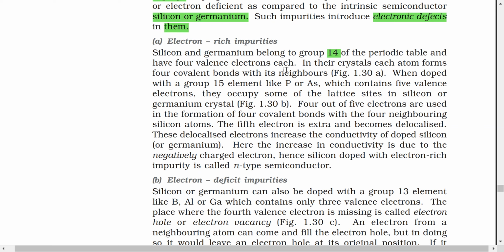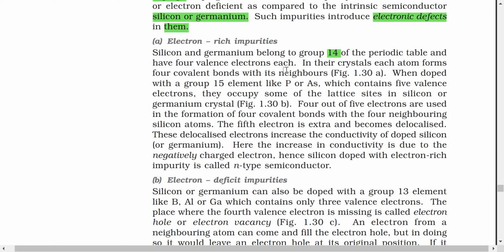In their crystals, each atom forms 4 covalent bonds with its neighbors. When doped with a group 15 element like phosphorus or arsenic, it will have 5 valence electrons. They occupy some of the lattice sites in silicon or germanium crystal. 4 out of 5 electrons are used in the formation of 4 covalent bonds. 4 made covalent bonds and mixed up with the other atoms, but since it was group 15, one electron will be left.